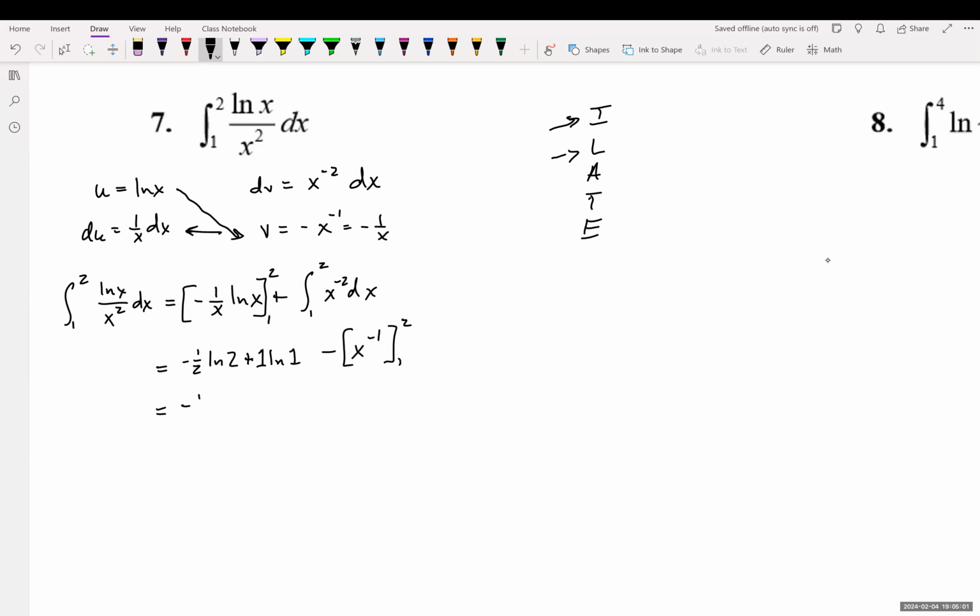So we have negative 1/2 ln 2. This zeroes out. And then we have minus x to the negative 1, which is 1 over x. So I have 1 over 2 minus 1 over 1. And of course, that will give us negative 1/2 here. So I think we get 1/2 minus 1/2 ln 2.